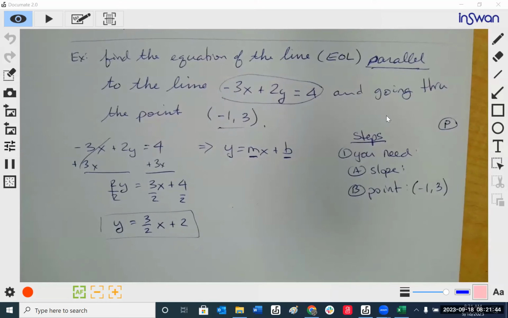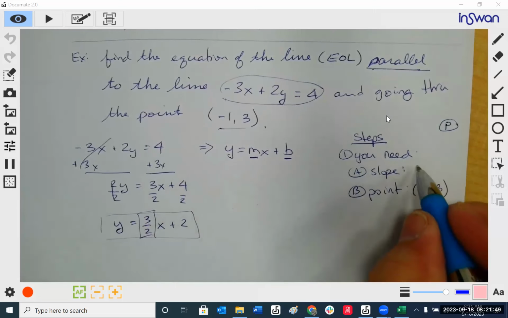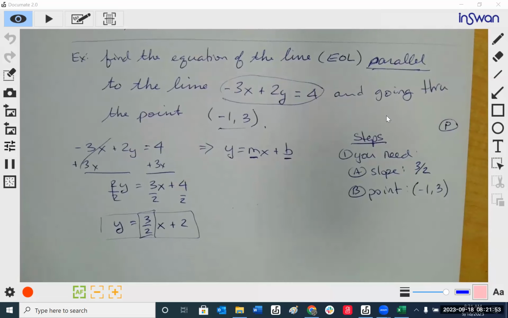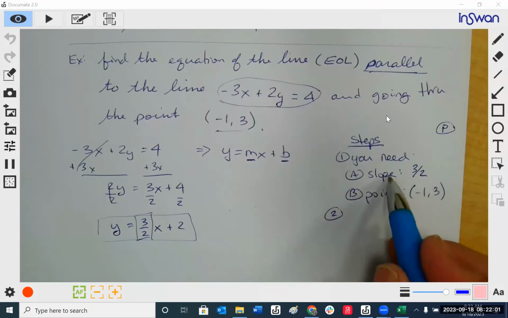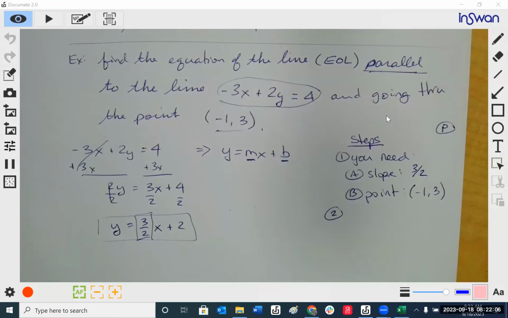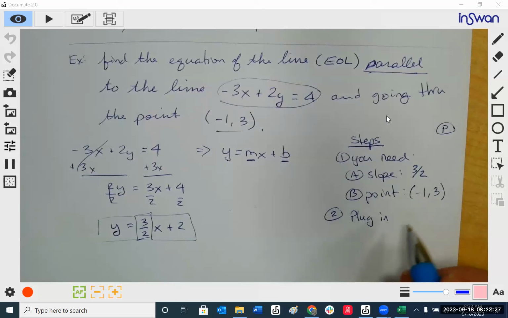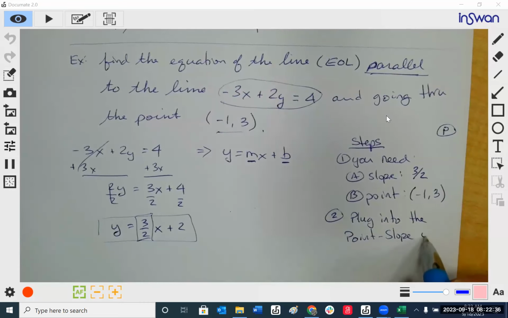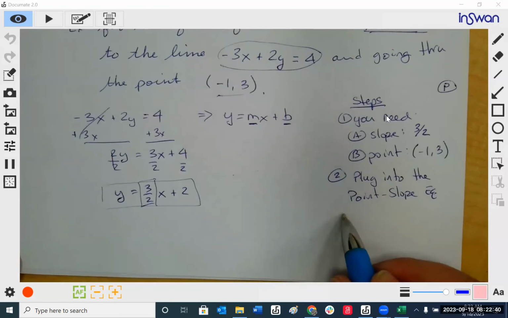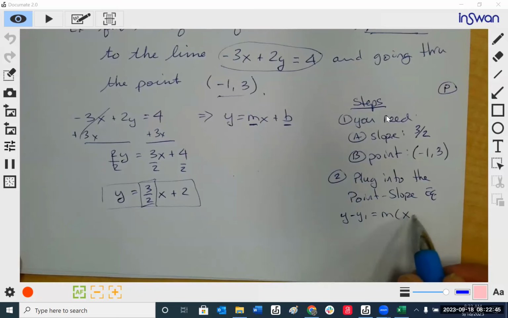So what's our slope? Right. Since it's parallel, our slope is equal to it, since they are parallel. Okay, we have a slope and we have a point. What do we do from there? What's that called? Very good. So plug that information into the point-slope formula, which is y minus y1 equals m times x minus x1.